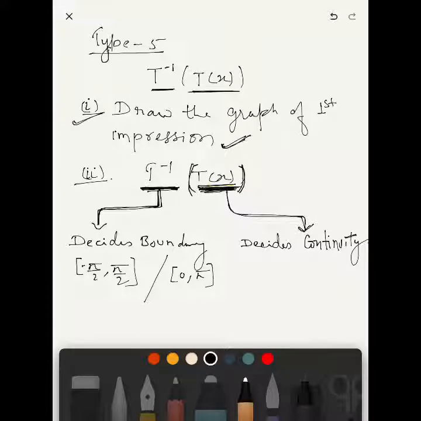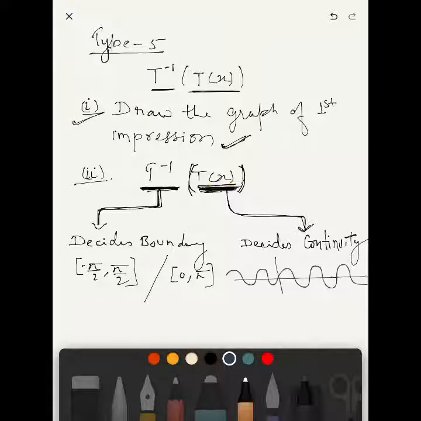Continuous means nothing but that when you draw a graph, for example the graph of sin x, I am not lifting the pen, it goes on till infinity. Such a type of graph is called a continuous graph.